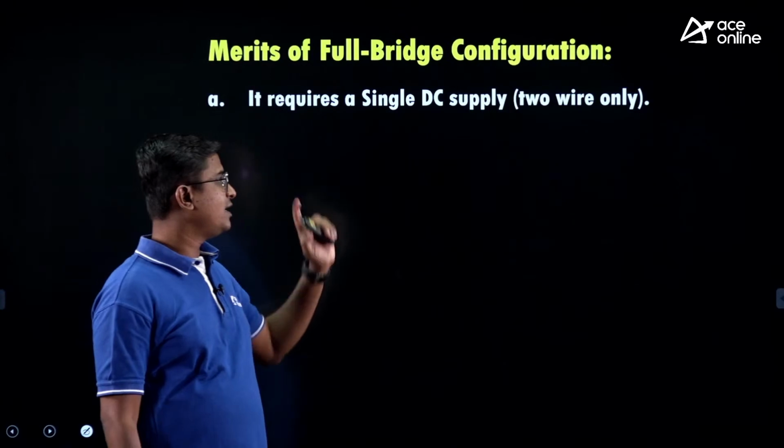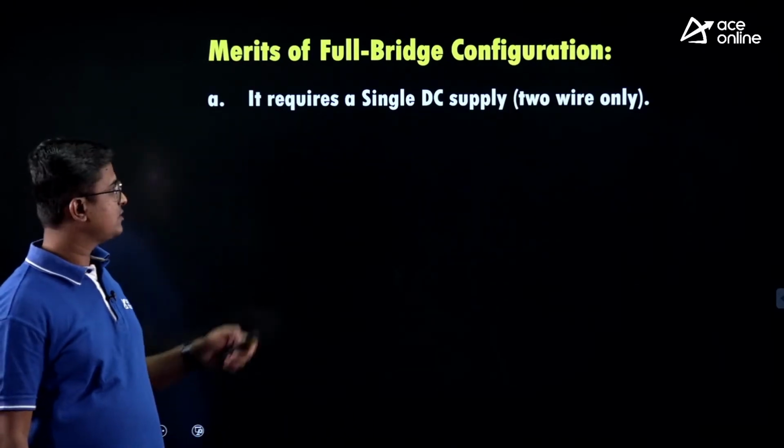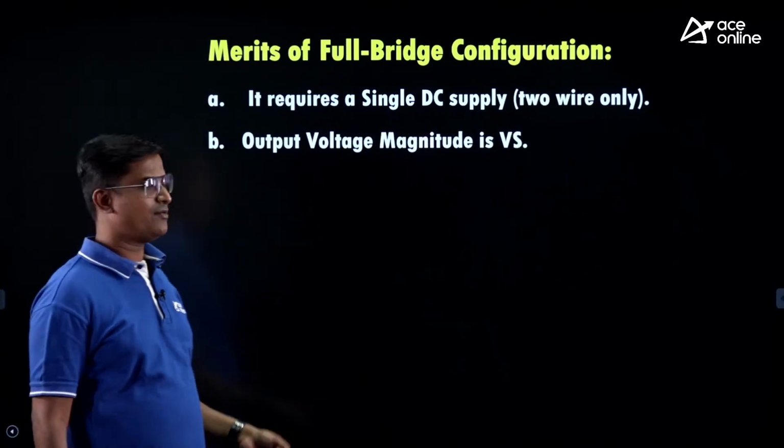Next, merits of the full bridge inverter. It requires a single DC supply, 2 wire. Here a 3 wire supply is not required. Next, a 2 wire DC supply is easily available.